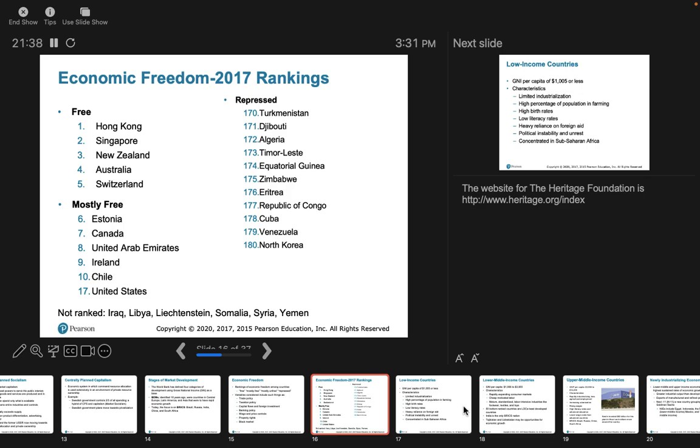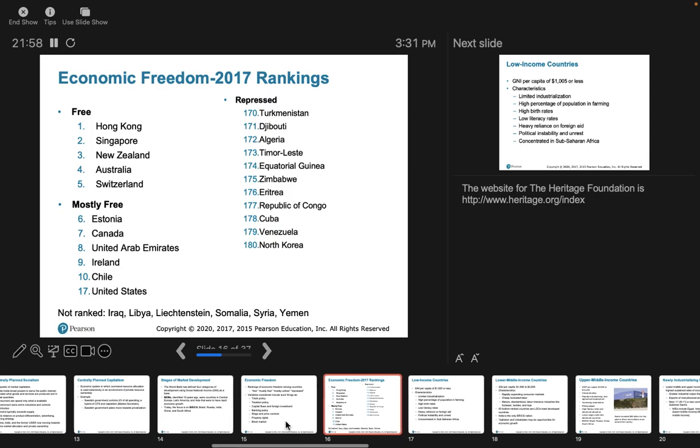Free countries, we won't say they are very free. There are countries like Hong Kong, Singapore, New Zealand, Australia, and Switzerland. Then we have mostly free. Mostly free are countries like Estonia, Canada, United Arab Emirates, Ireland, Chile, and United States.